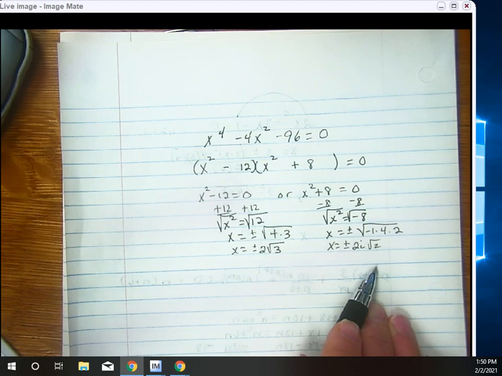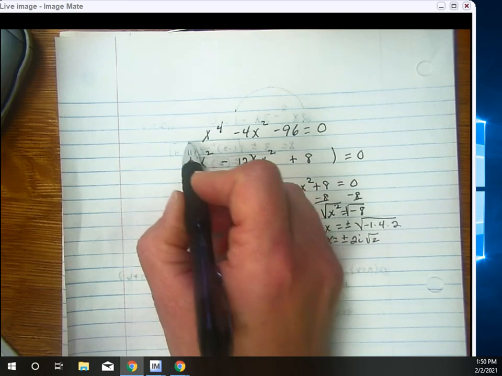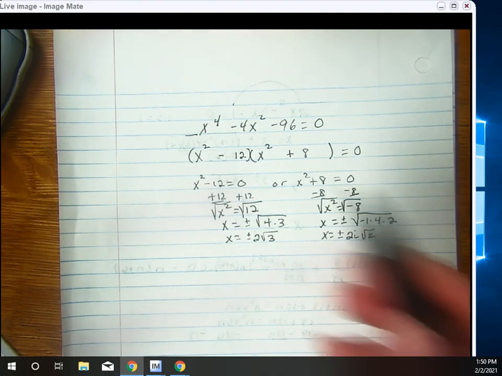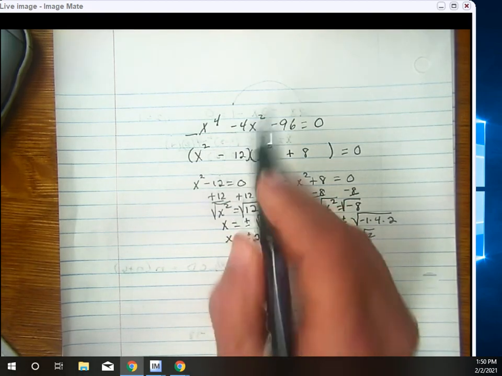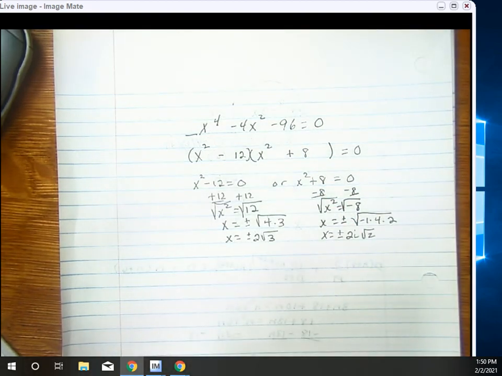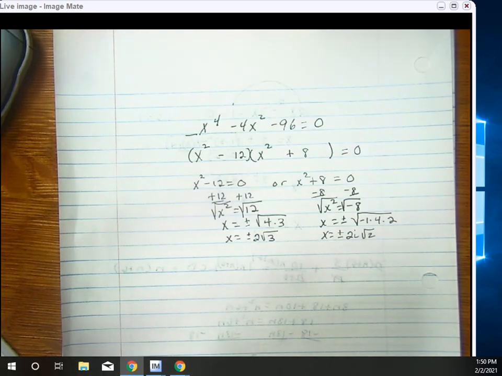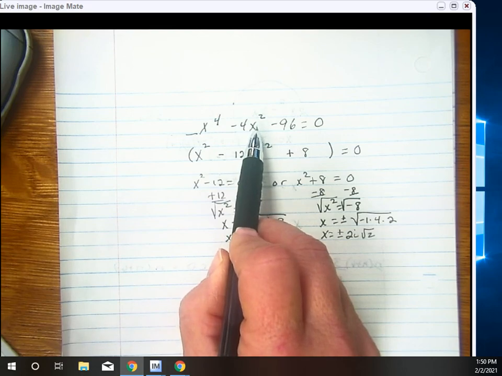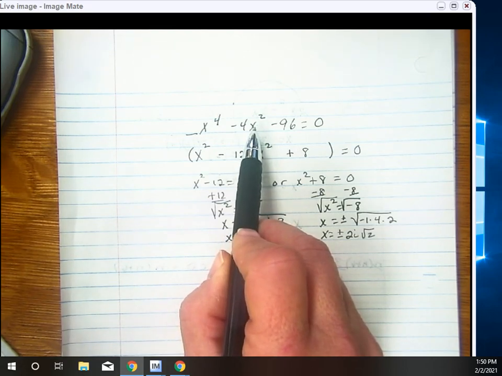Wait, why was the 4 the leading coefficient? Why was the 4 the one you used here? 1 times 96 is 96. Factors of 96 that subtract to give you the middle term 4. That's just unFOILing. We're just going backwards when we're factoring it. This is x to the 4th. You have to have an x squared and an x squared to add to give you an x squared.